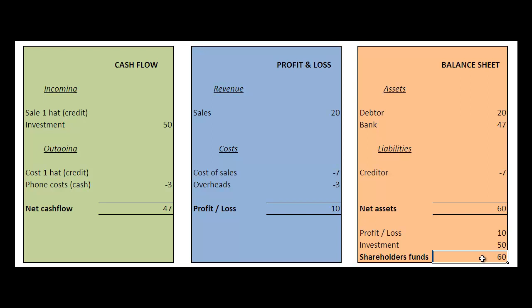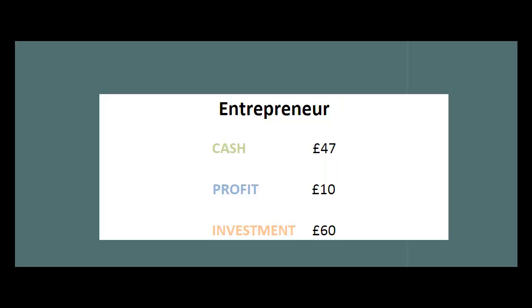Our entrepreneur now has three comprehensive records to keep control of the business. The result being that the entrepreneur has cash of £47, profit of £10, investment of £60, and three financial records that will enable them to keep control of the business and manage it effectively.